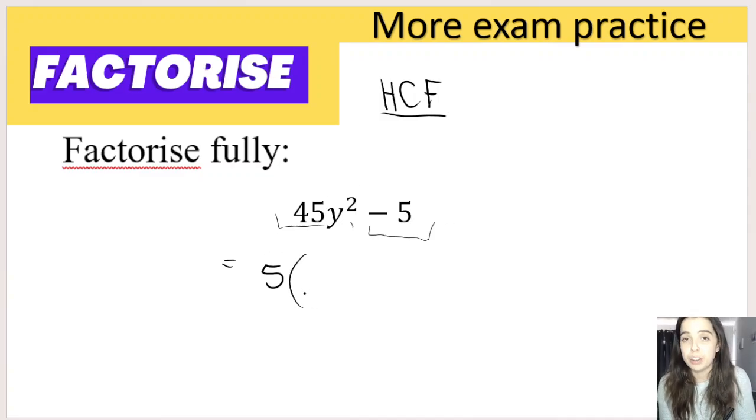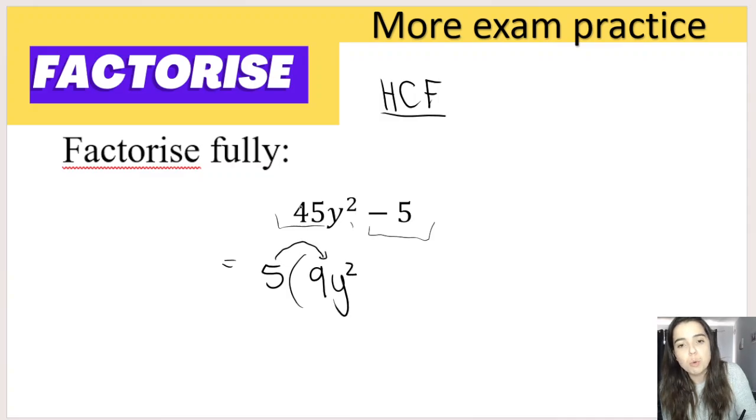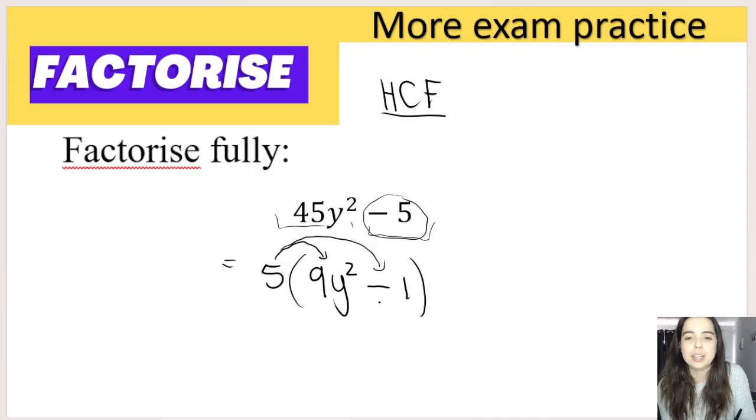Then you would open up your leftover brackets. What must I multiply 5 by to get 45? Well, you must multiply it by 9. So that would be 9y squared. 5 times 9y squared will be 45y squared. And then 5 multiplied by what will give me negative 5? 5 multiplied by negative 1 will get me negative 5. Or you could have said negative 5 divided by 5 gives me negative 1. Then you might think, cool, ma'am, I'm done.